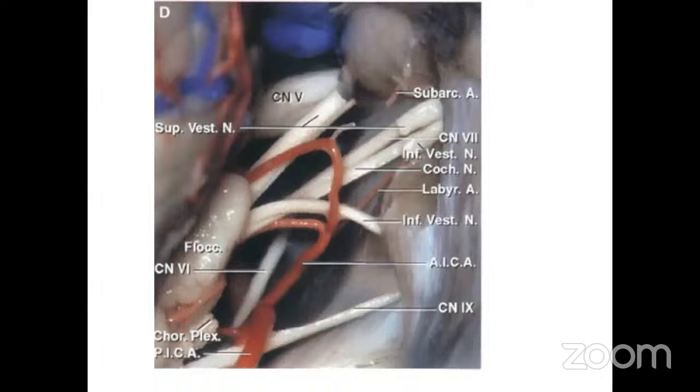In this diagram, the superior vestibular nerve and the inferior vestibular nerve have been divided, and we can appreciate the cochlear nerve that is anterior to the inferior vestibular nerve, and the facial nerve which is anterior to the superior vestibular nerve.